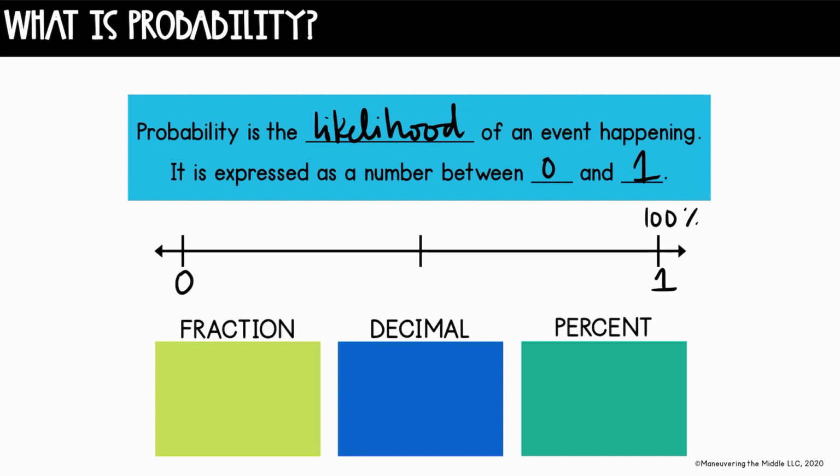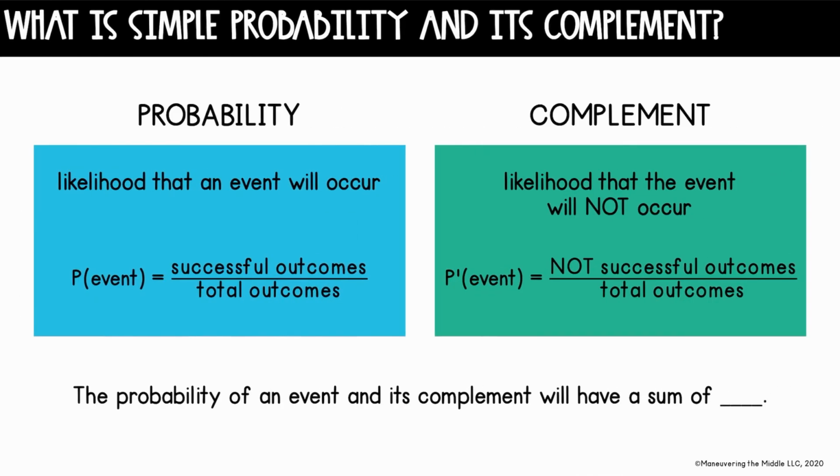Something like flipping a coin would have a 50-50 chance. That's how we say it a lot. Or there's a 50% chance of landing on heads and a 50% chance of landing on tails. And then something that's impossible, we would have a 0% chance of occurring. Typically, you're going to see probability represented as a fraction.